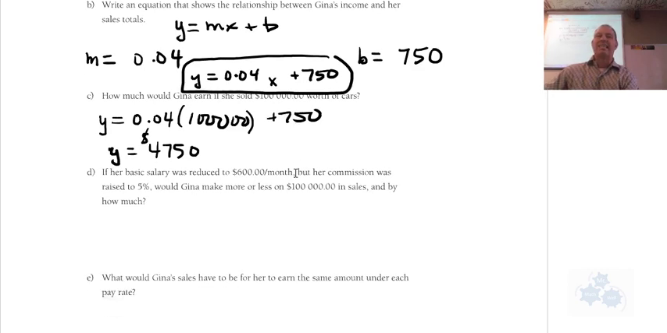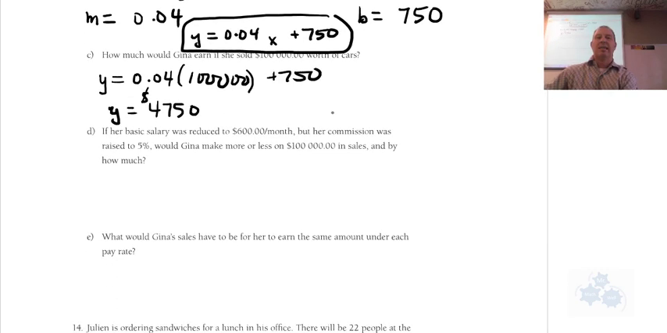And now D, okay, D says this: if her basic salary was reduced to $600, but her commission was raised to 5%, would Gina make more or less on the $100,000 in sales? Well, we could pretty easily and quickly make a new equation. What does the new equation with these values look like? Here's the old equation for her earnings. What's the new one look like? Anybody? What do I write here? You guys know over here?